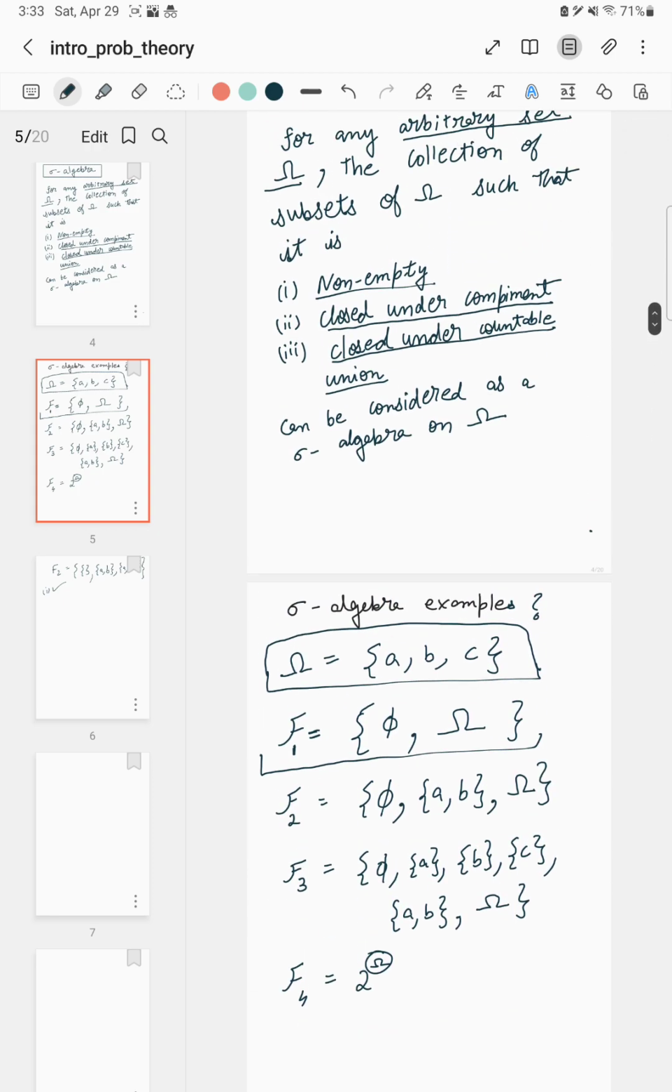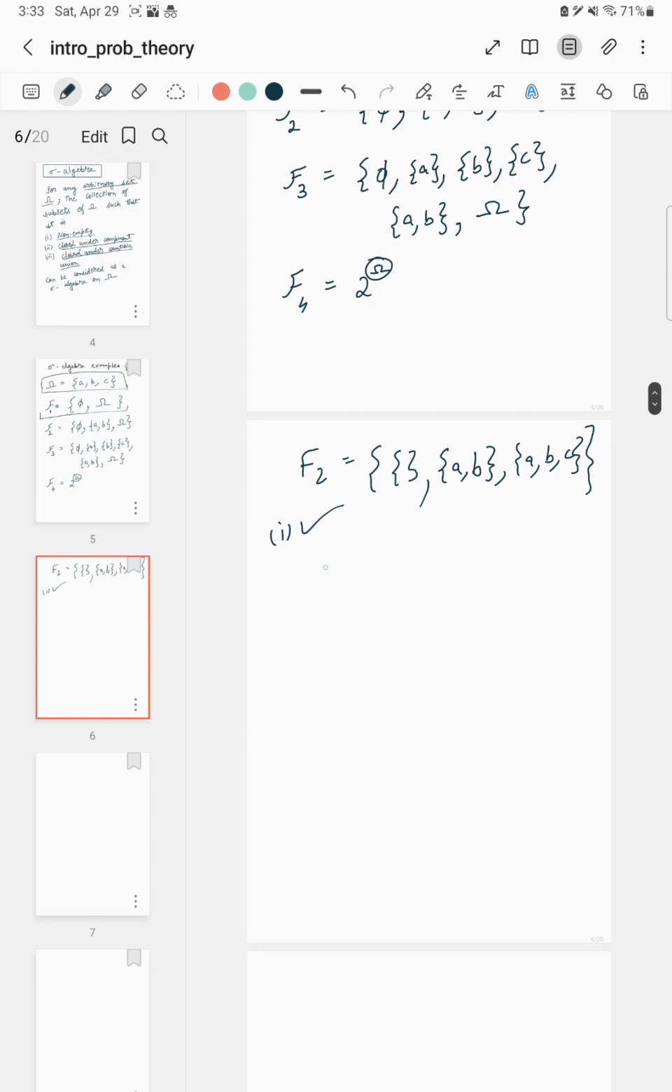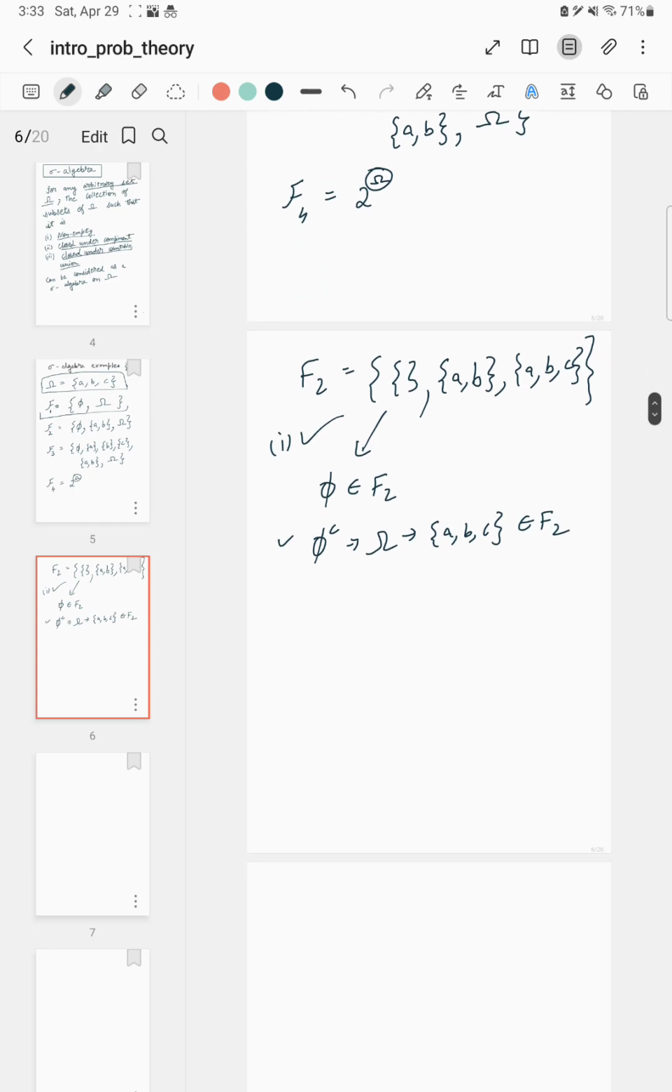The second property, closure under complement. So let's try and check this. So this is phi. Phi belongs to F2. Phi complement, which is nothing but omega, which is A, B and C, also belongs to F2. So this is correct, it satisfies this property for the null set.